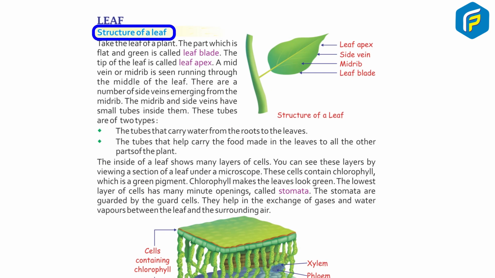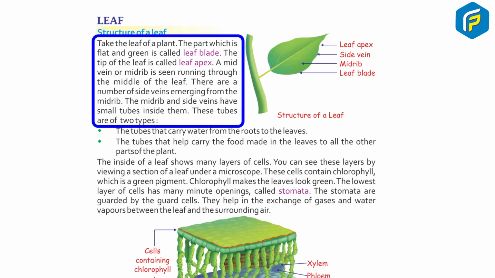Leaf. Structure of a leaf. Take the leaf of a plant. The part which is flat and green is called the leaf blade. The tip of the leaf is called the leaf apex. A mid-vein or midrib is seen running through the middle of the leaf. There are a number of side veins emerging from the midrib.